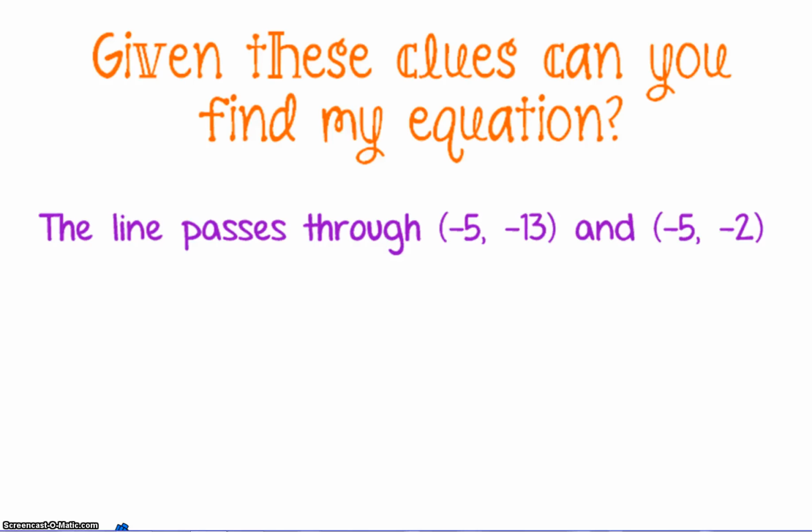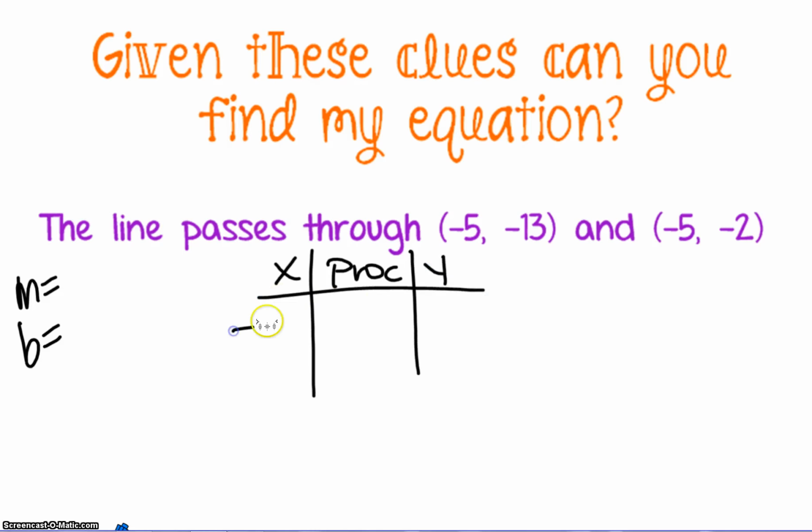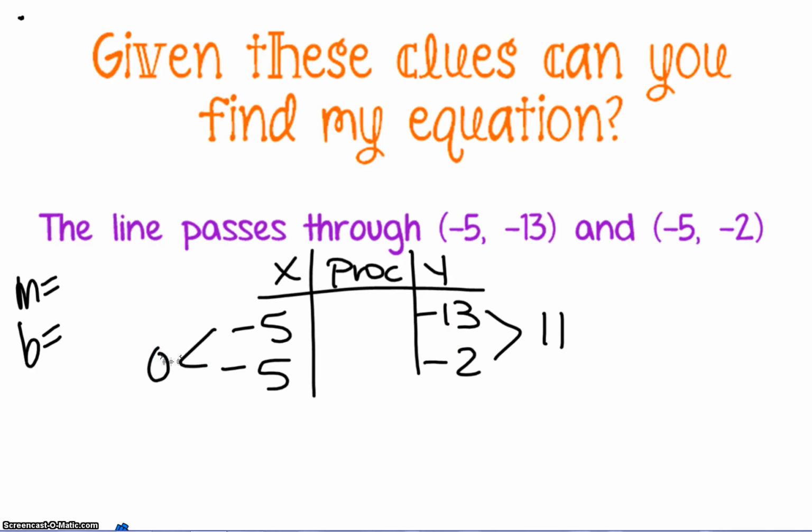It says, given the clues, can you find my equation? The line passes through (-5, -13) and (-5, -2). You're looking for an M and you're looking for a B. Draw your process table. Fill in your numbers. Find your changes. So that's 11. This would be 0. So this is what you're going to get. And we know that that is undefined.